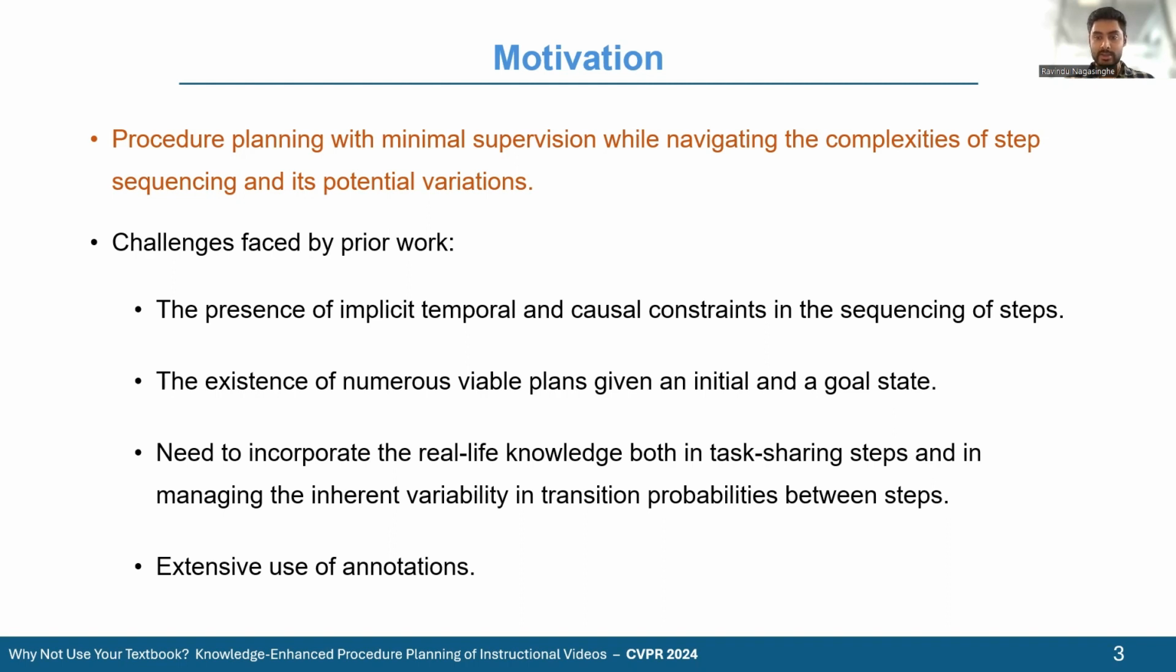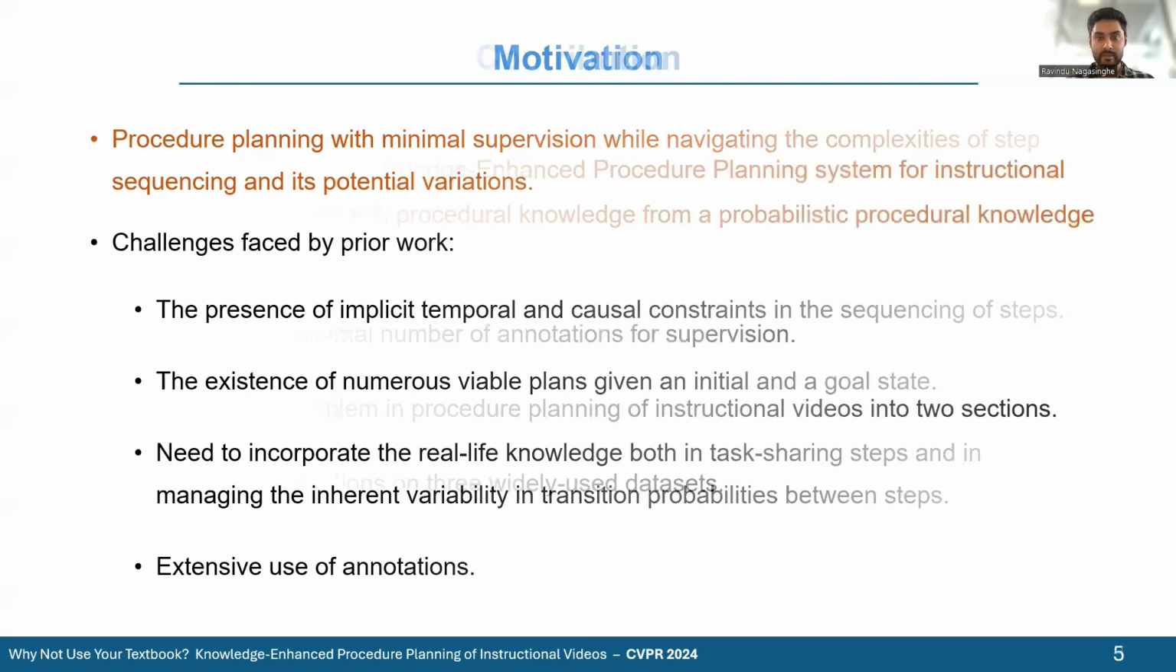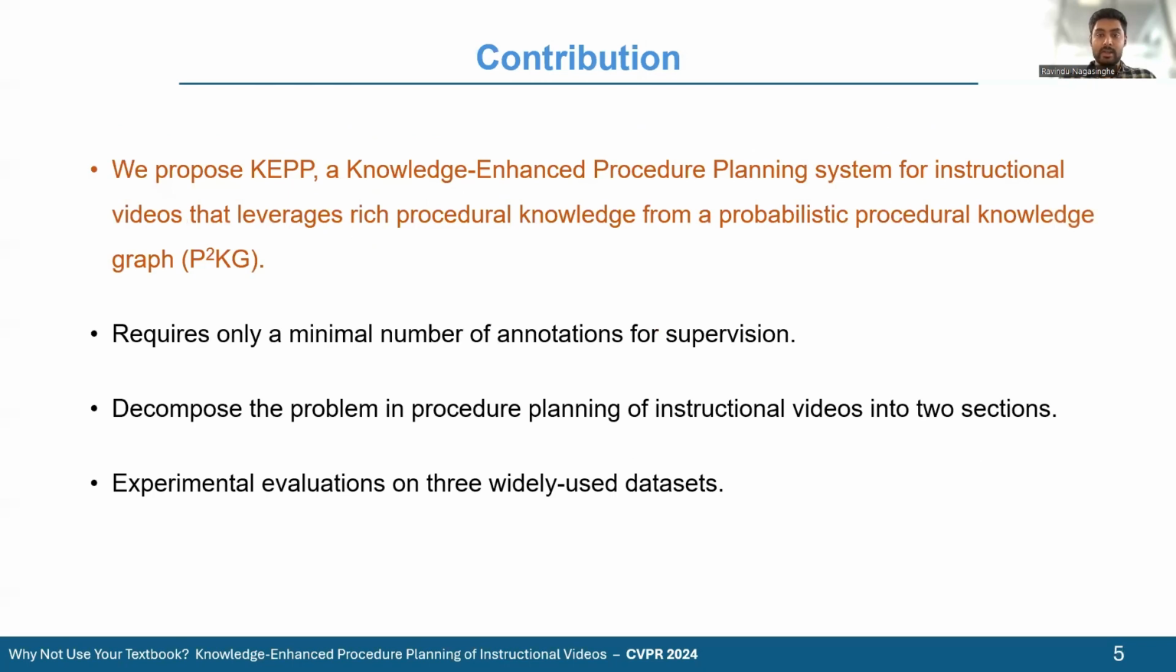To address these intricacies, we need a procedure planning model with minimal supervision that navigates the complexities of step sequencing and its potential variations. We propose KEPP, a knowledge-enhanced procedure planning system for instructional videos that leverages rich procedure knowledge from a probabilistic procedure knowledge graph. By using the knowledge graph, we were able to better navigate the complexities of step sequencing and its potential variations. This approach requires only a minimal number of annotations for supervision, since it only requires knowledge graph paths and start and goal visual steps as inputs.